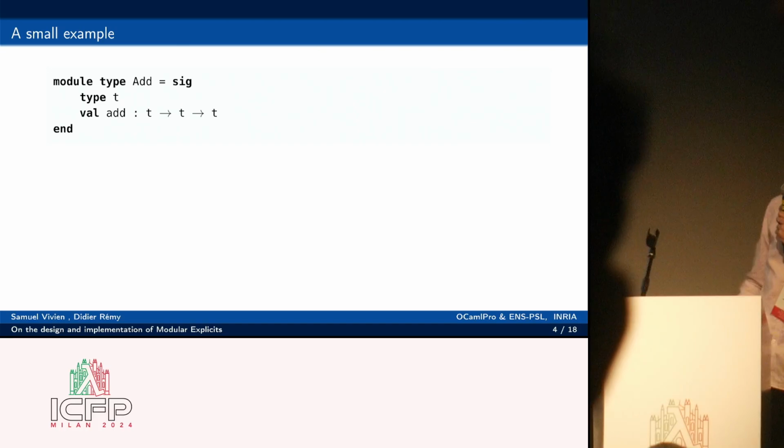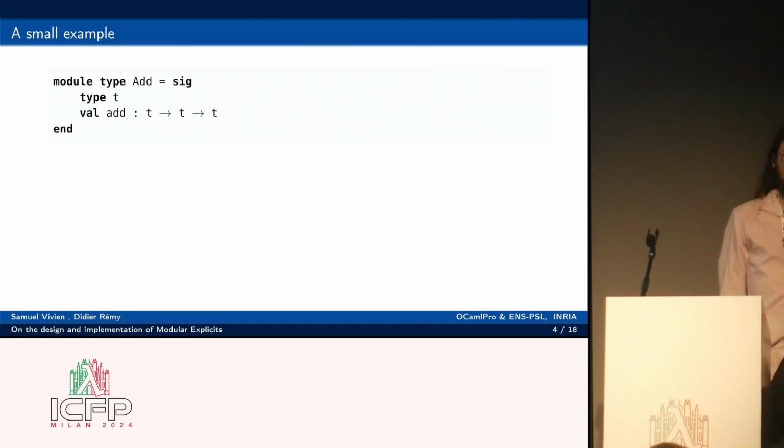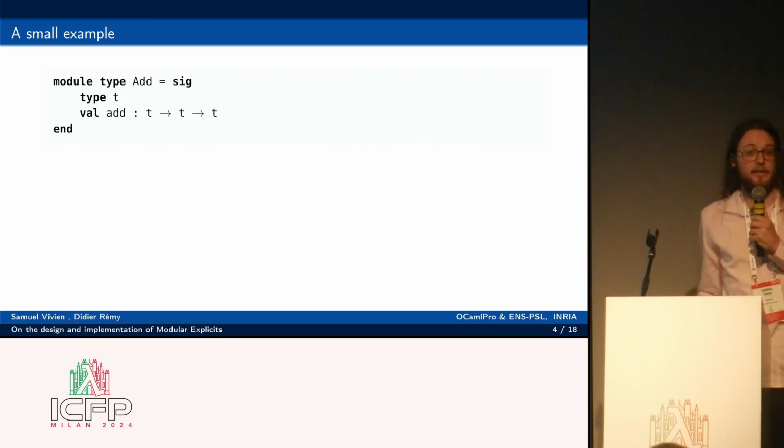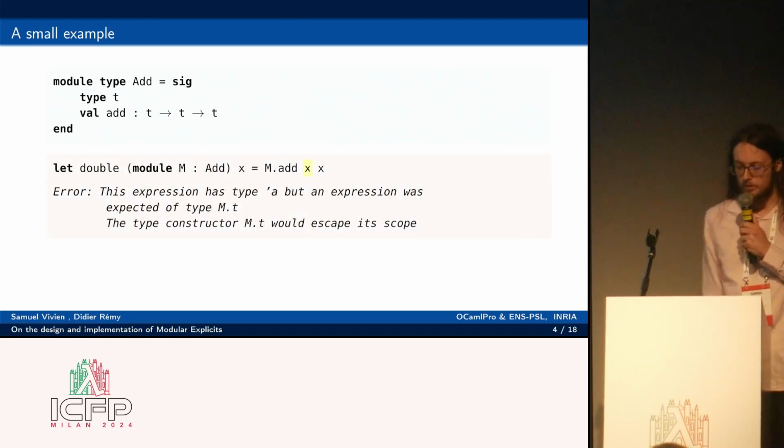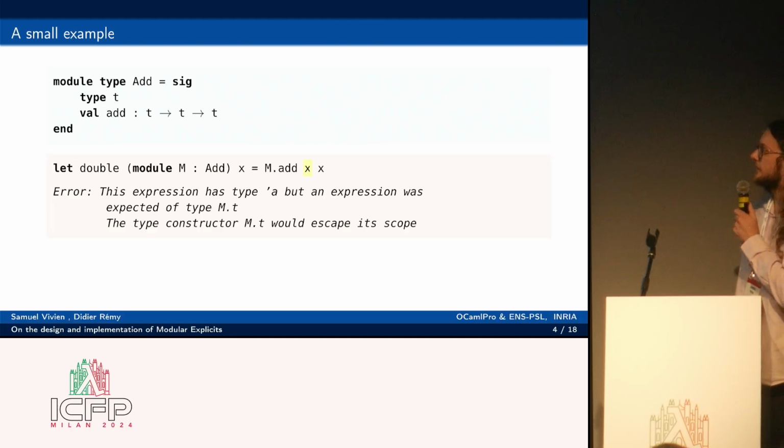So first example, I have a small signature Add, which defines type T and addition on this type. And I want to write the function double that takes an X as argument, a module of a signature Add, and use this module to do the addition between X and X.